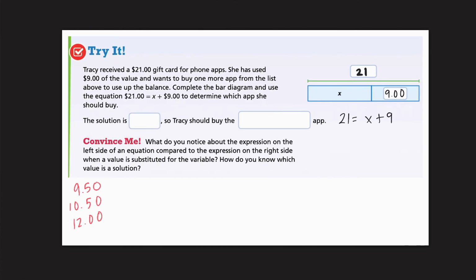So let's see here. What's reasonable? 9.50 plus 9, I would have 50 cents at the end, so that couldn't work. 10.50 plus 9 would be 19.50. That wouldn't work. So let's try 12 as our solution. So we'll do 21 is the same as 12 plus 9. Is 12 plus 9 21? Yes, it is. So this makes the solution true.